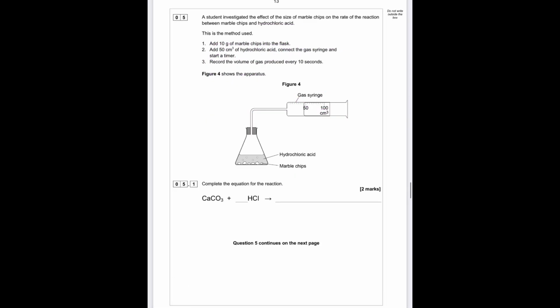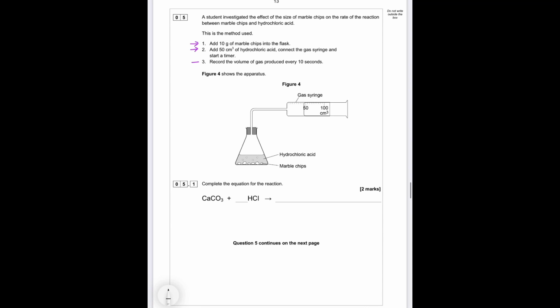In this next question, we're told a student investigates the effect of size of marble chips on the rate of reaction between marble chips and hydrochloric acid. This is the method used. They add 10 grams of marble chips into the flask. Then they add 50 centimetres cubed of hydrochloric acid, connect the gas syringe and start the timer. And then they record the volume of gas produced every 10 seconds.